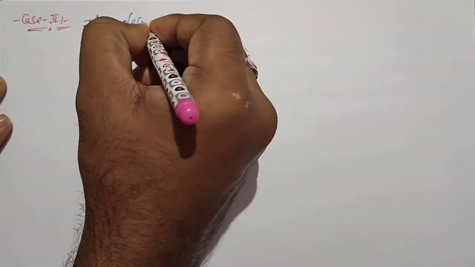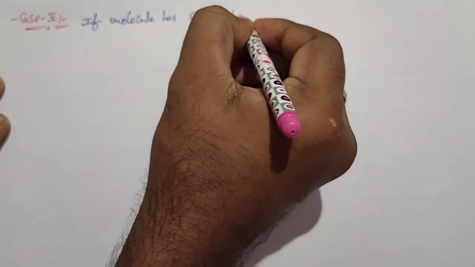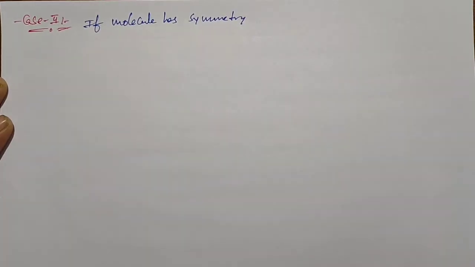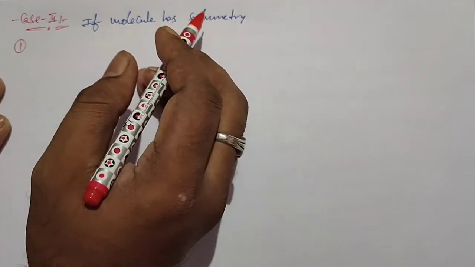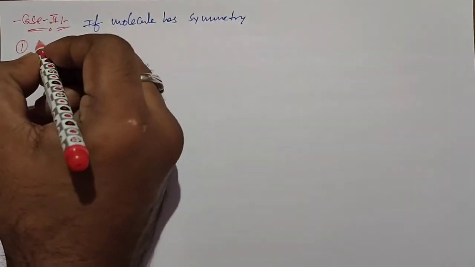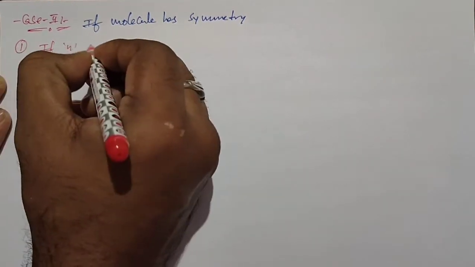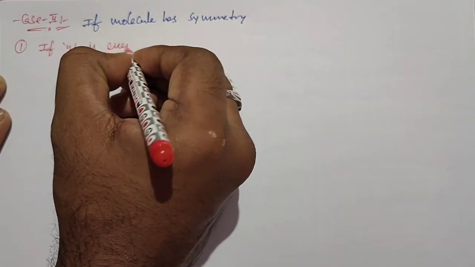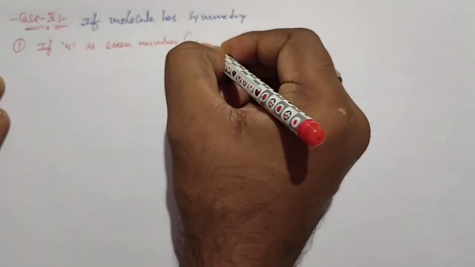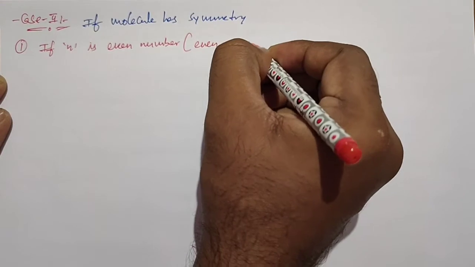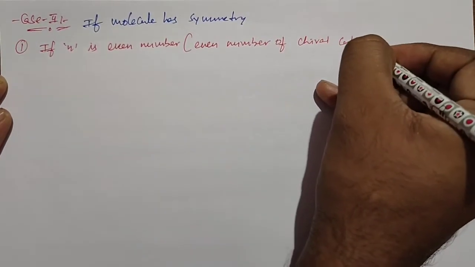If the molecule has a symmetry, then for the total number of optical isomers, here again we have two cases. In case 1, the molecule shows symmetry and has an even number of chiral carbon atoms. I mean, if n is an even number of chiral carbon atoms.